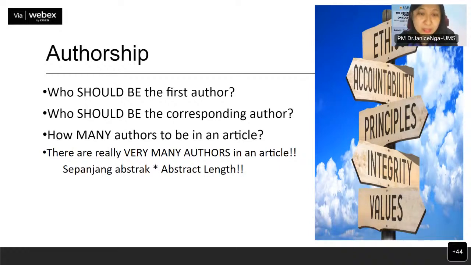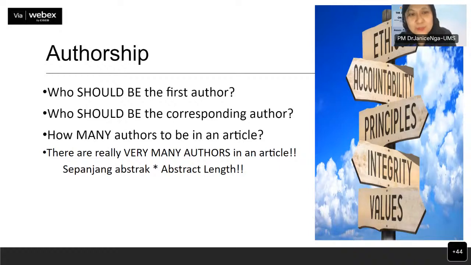Now, who should be first author? This one also, lots of my colleagues at UMS and elsewhere may not agree with me. But I maintain that when you have a student, especially postgraduate students, even my undergrad students, when they do a final year project with me or an academic paper, I made them publish. That was many, many years ago, 2011 or 12, when I first came at the time.